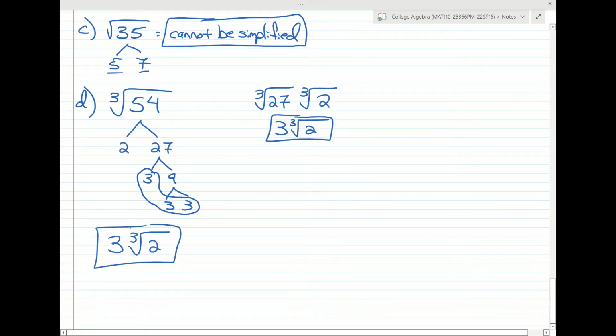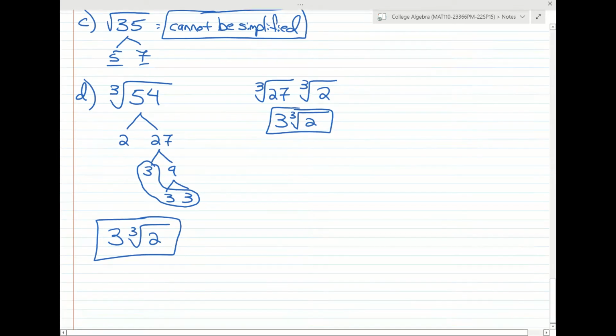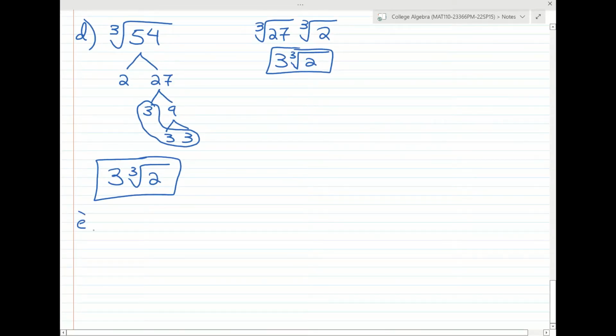One thing I just want to caution you with is if you don't write the 3 there for the index, technically that's a different answer, so that wouldn't be correct. If you're simplifying the square root, you write the square root. If it's a cubed root, you write the cubed root. Nothing really changes if you have the fourth root.